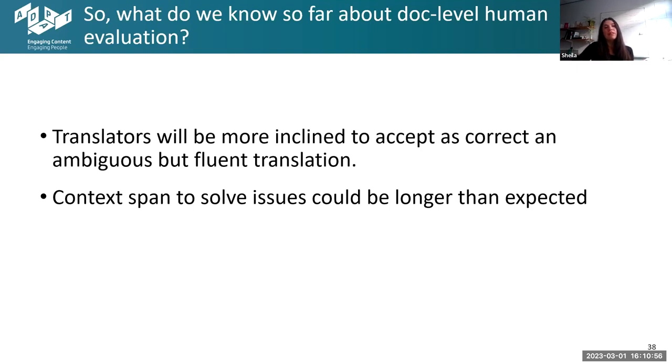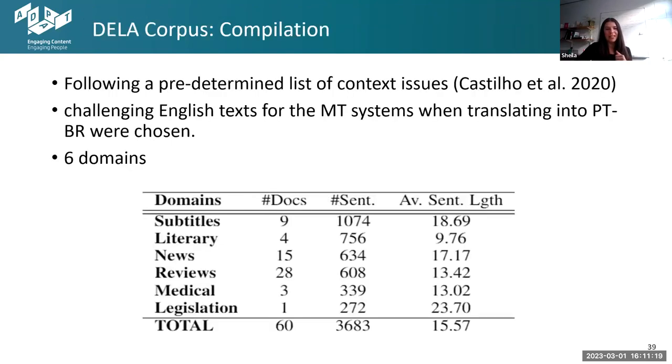So we saw that translators will be more inclined to accept as correct an ambiguous sentence, especially if it's fluent. And we saw that the context span needed to solve those issues could be longer than expected. So what did we do with this information? We decided to create a corpus to see if we could use those issues to evaluate machine translation.